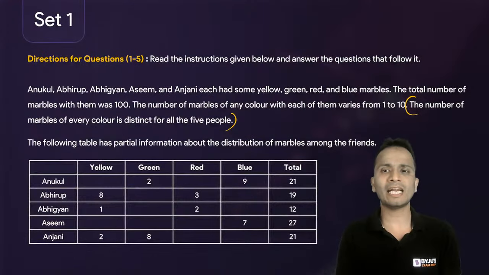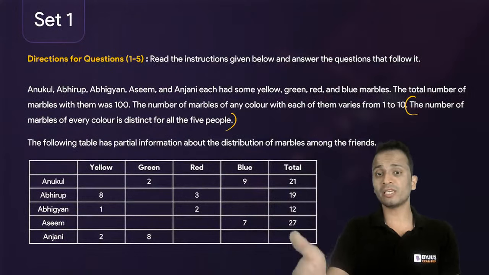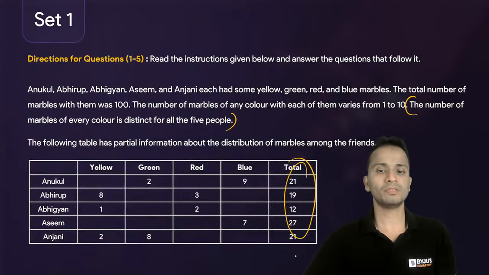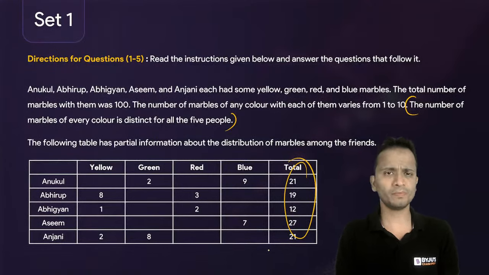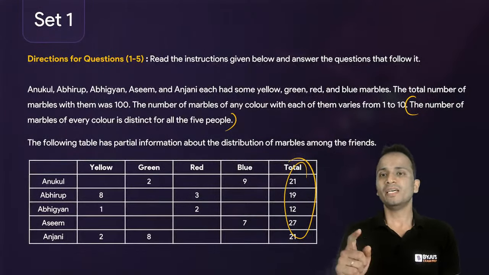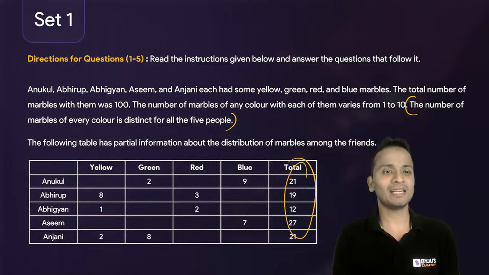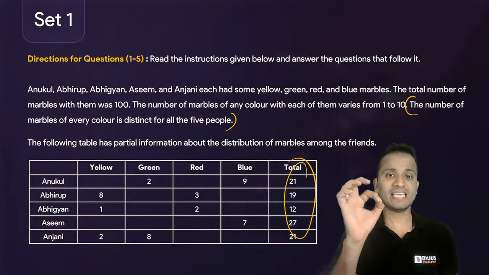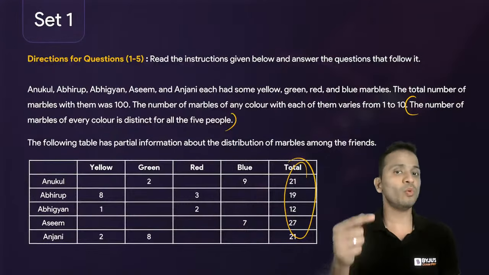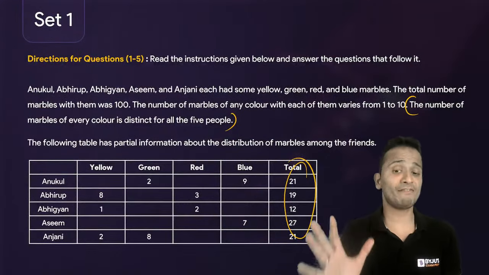The basic information that you need to understand is that there are 5 people. They have 4 types of marbles, 4 different colors. If you look at this column, the total is 100. The total should be 100. The number of marbles of any color with each of them varies from 1 to 10, so the values that you'll be filling will start from 1 up till 10. Important line, just quickly interpret this. The number of marbles of every color is distinct for all the 5 people. The number of marbles of yellow color will be distinct for all the 5 people. I have given you the hint.